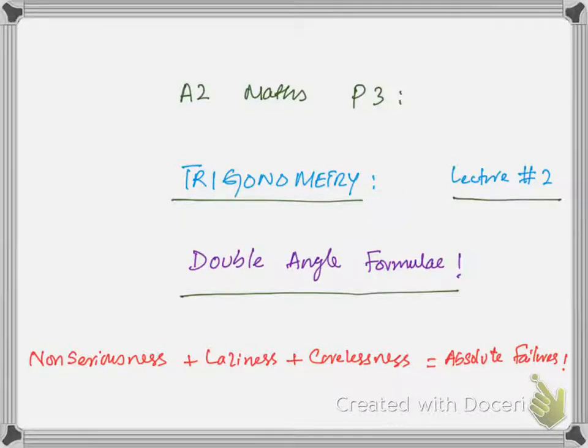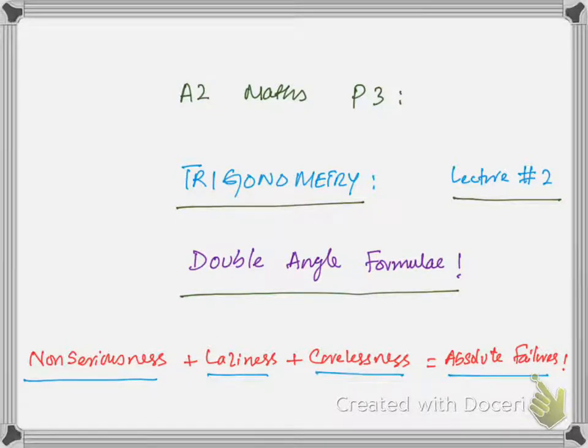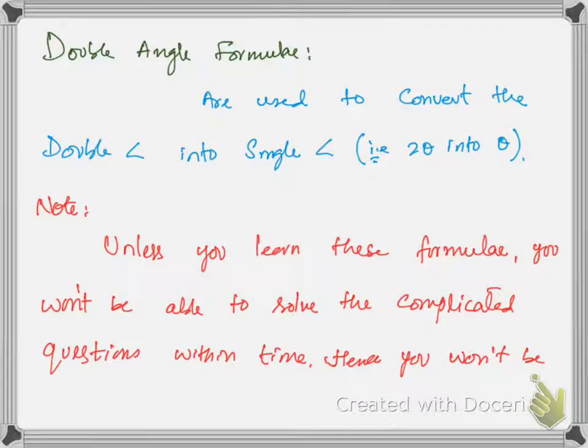A2 Maths P3 Trigonometry, Lecture number 2: Double angle formulae. Non-seriousness plus laziness plus carelessness is equal to absolute failure. So we must avoid these things. Double angle formulae.